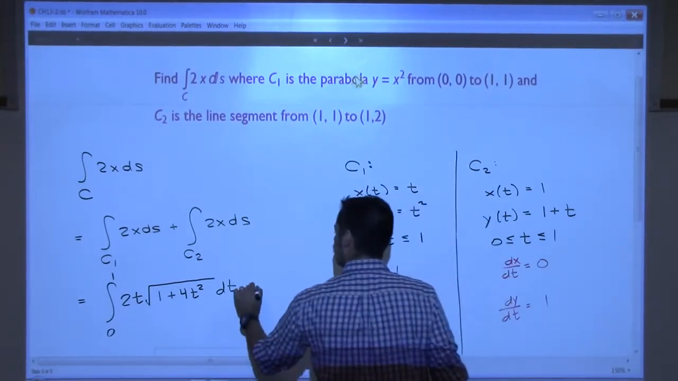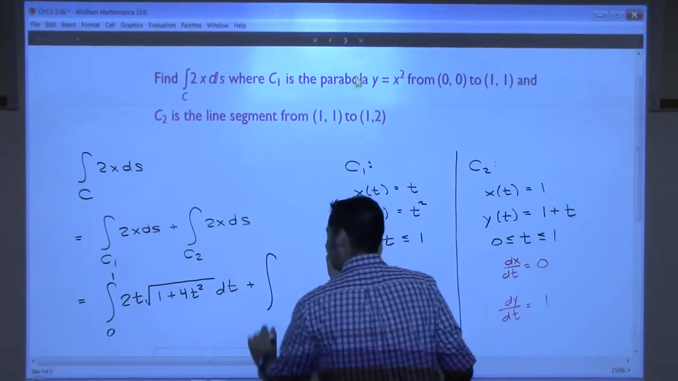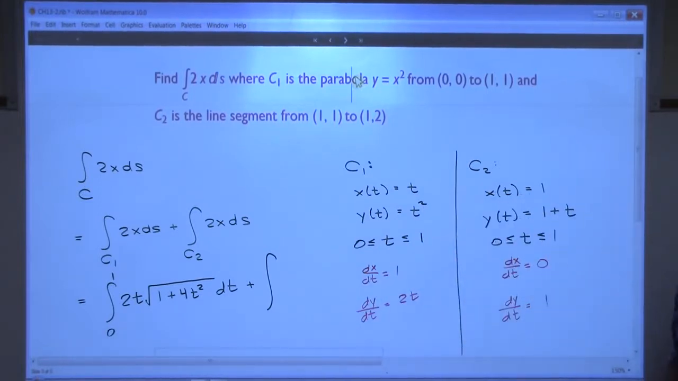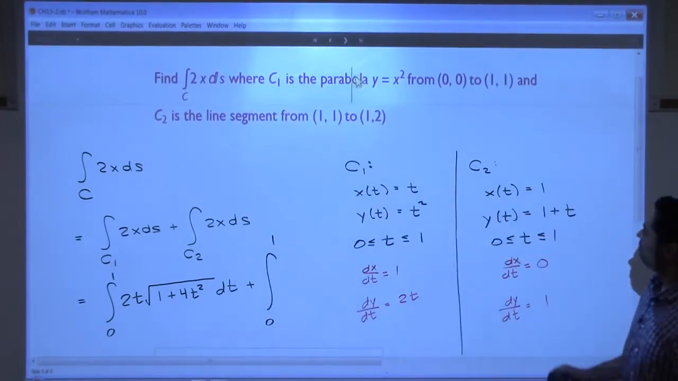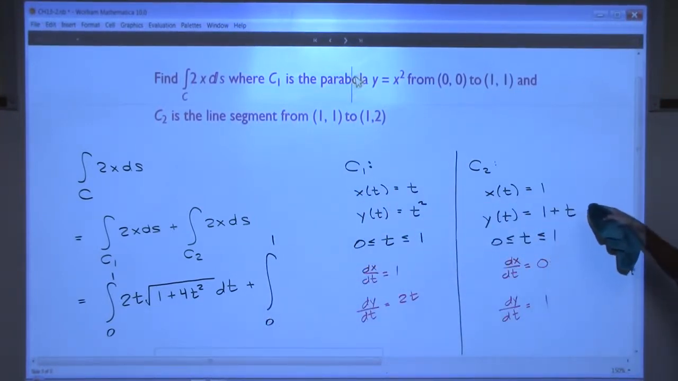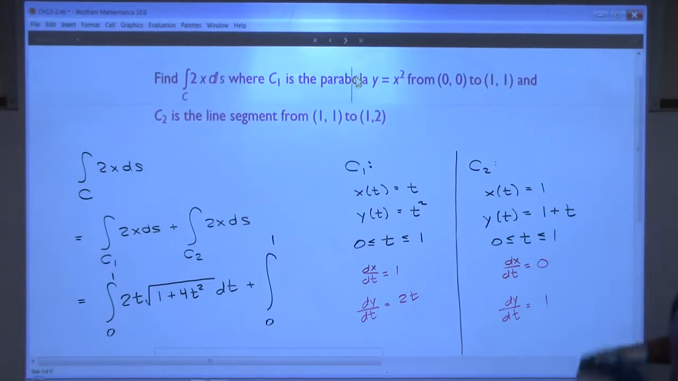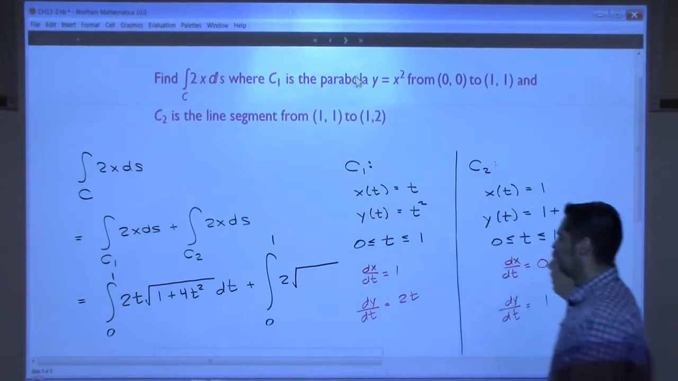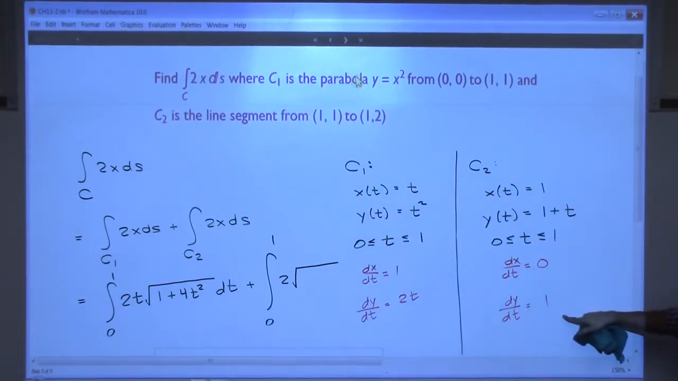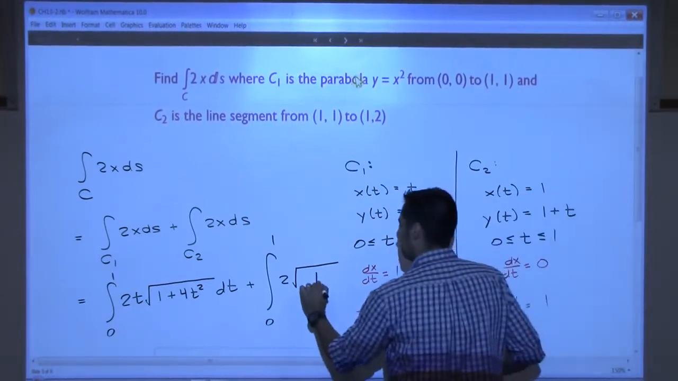Second one, so plus integral 0 to 1. 2x again, so this time 2 times x is just 2 times 1, so 2. And then square root of 0 squared plus 1 squared is 1, dt.